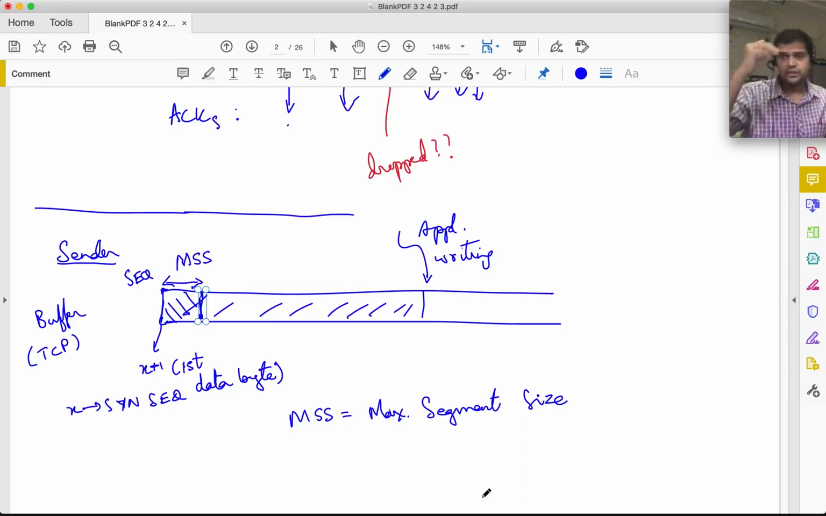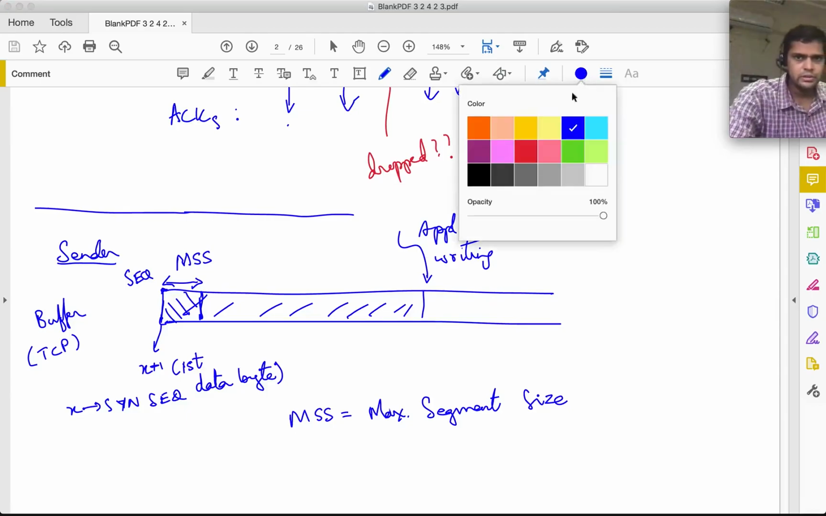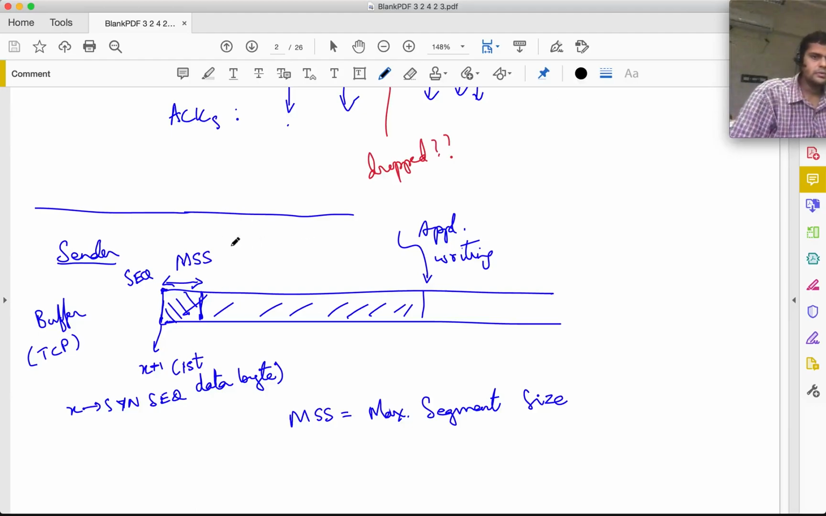And the question is, initially, what should I do? Should I send one segment or two segments, or what? And of course, the answer really depends on what your window size is. So suppose my window size was initially this much.